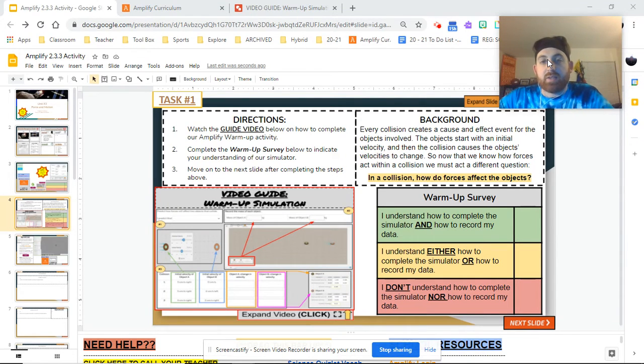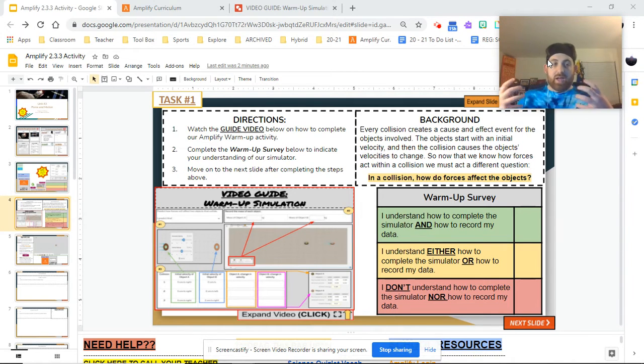And last lesson, you guys really began to dive into the idea of how forces act within a collision. And by the end of the lesson, hopefully we were able to observe some patterns for how different objects are affected by different forces whenever they collide with other objects. The big thing we took away was that key concept that whenever objects collide, we know that the forces are going to be equal but in opposite directions.